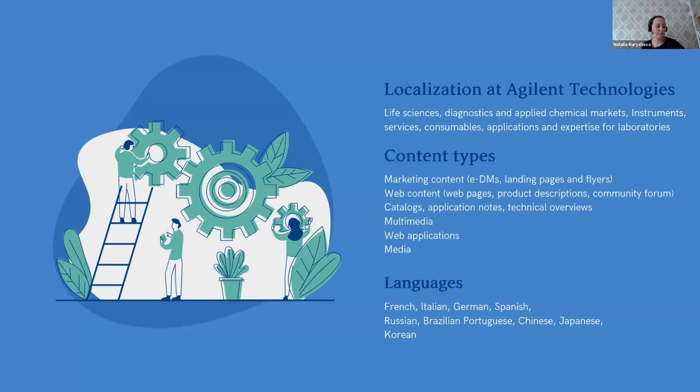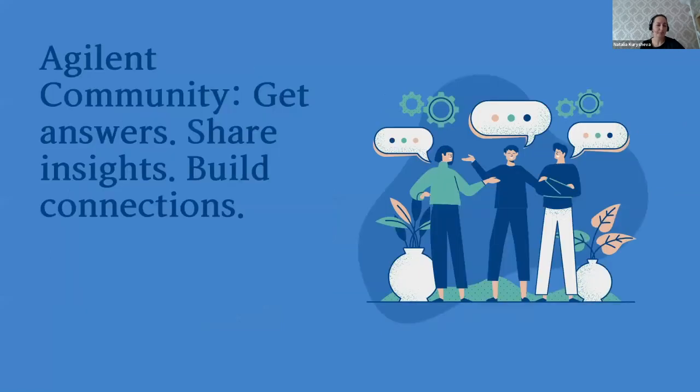And a couple of words about Agilent. For those of you who don't know us, we are one of the biggest life science companies which manufactures and sells instruments and consumables for chemical analysis. And as a localization team, we mainly work with marketing and web content, technical literature, and multimedia, and we localize our content into 9 standard languages.